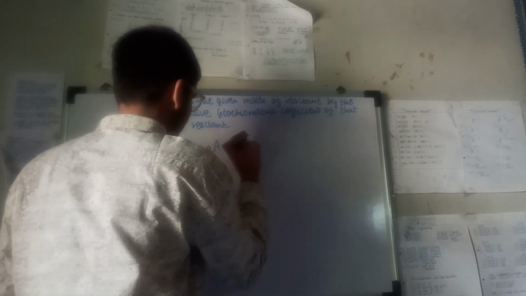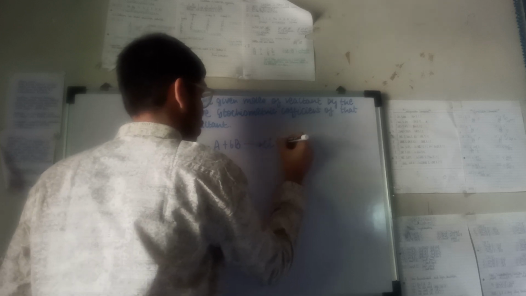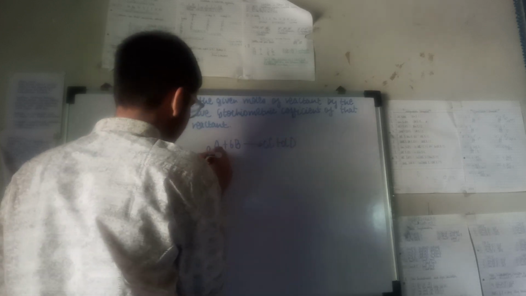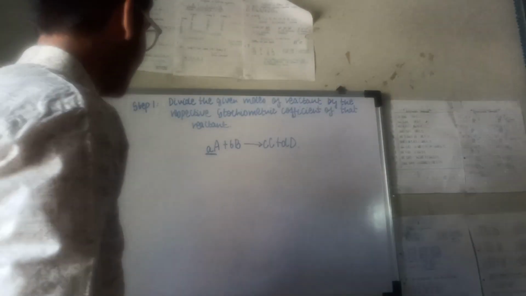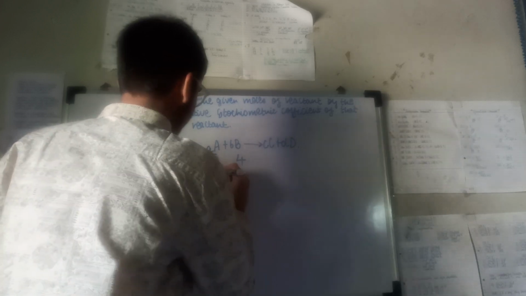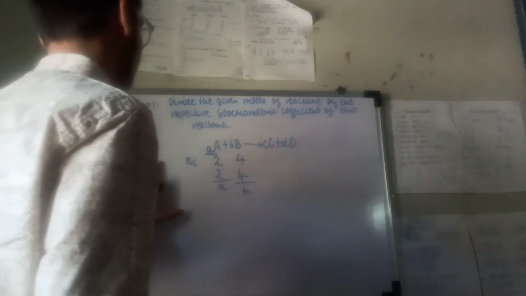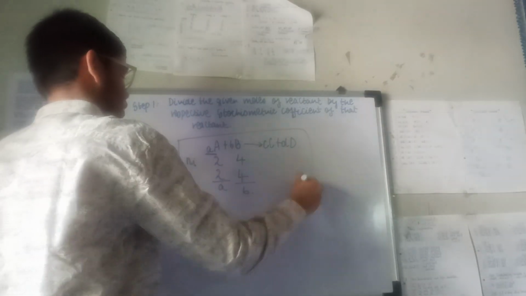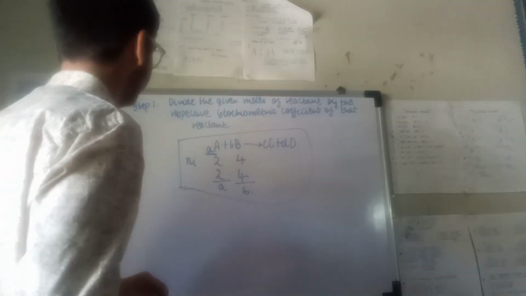Means if this is a general equation, small a capital A plus small b capital B gives small c capital C plus small d capital D. So the small a is the stoichiometric coefficient, and suppose initial moles of A are 2 and of B it's 4. So we will divide 2 by a and 4 by b. This is the first step they are talking about. I've mentioned it with the help of an example.